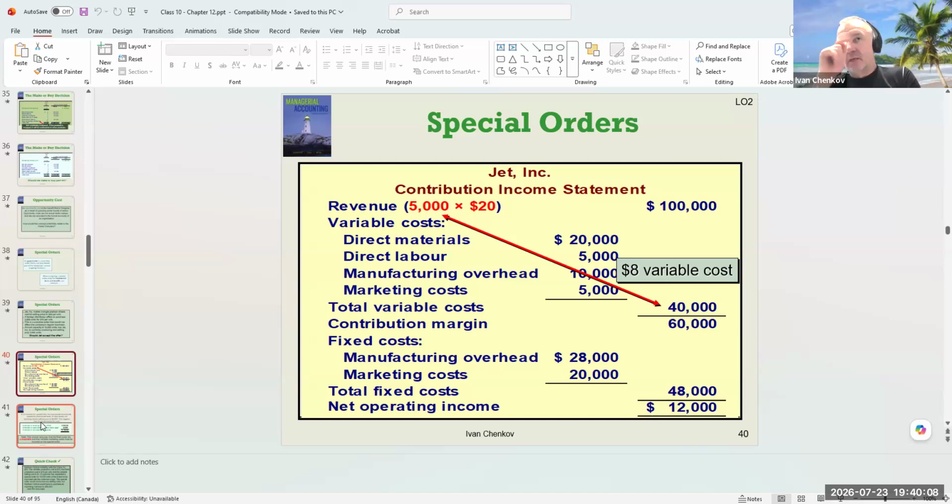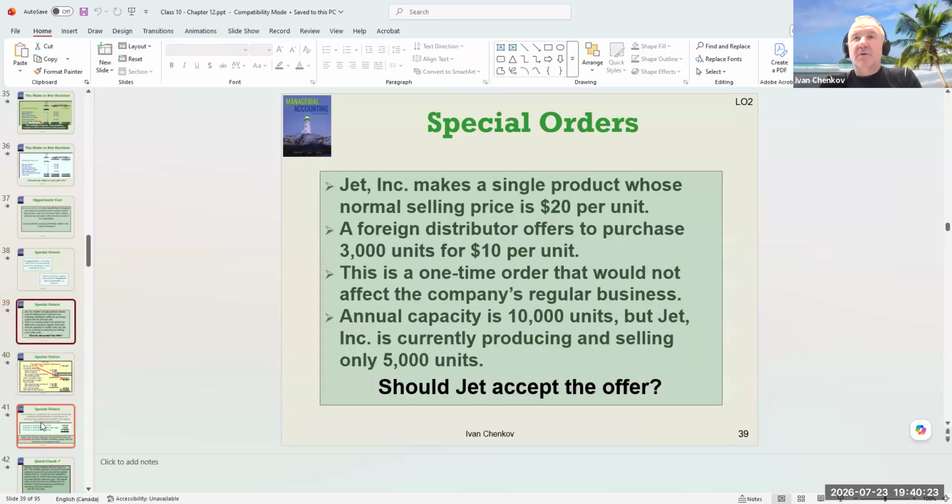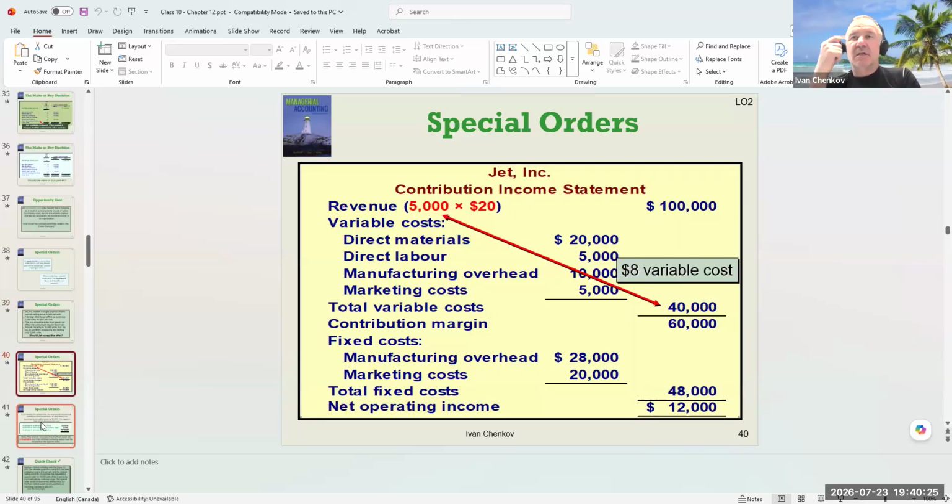So what do we have to do? How much is my total variable cost? My total variable cost is $40,000. How many units am I producing? 5,000. So my variable cost per unit is $8. They ask me for 3,000 units and they're going to pay me $10. How much is that per unit? $10 minus $8 variable cost, $2 per unit. Over 3,000 units, that's $6,000.